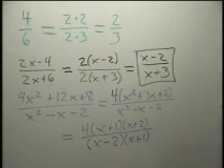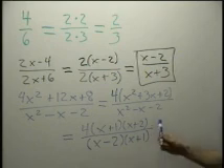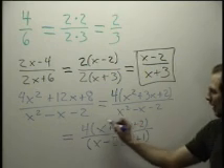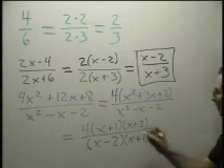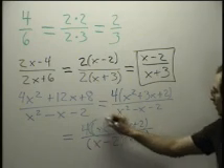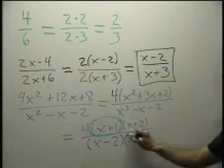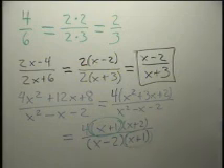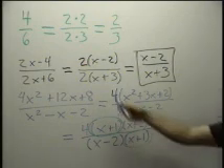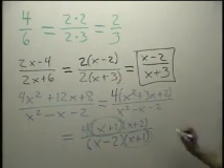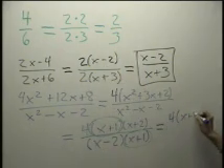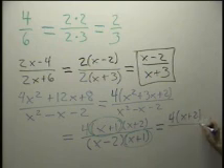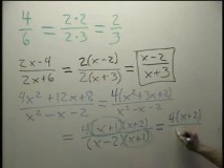So now that it's factored, we can see that this x plus 1 is a common factor in the numerator and the denominator. And so we can divide it out just as we divided out the 2 in this example. So what we are left with is 4 times x plus 2 over x minus 2.